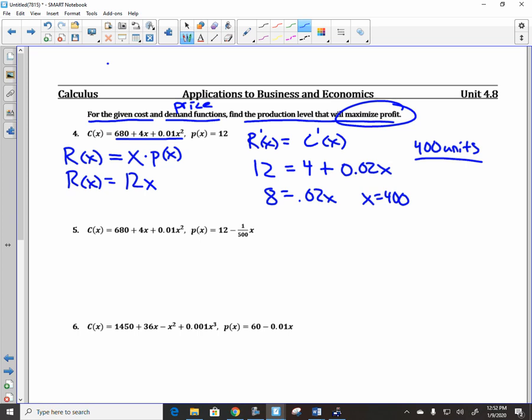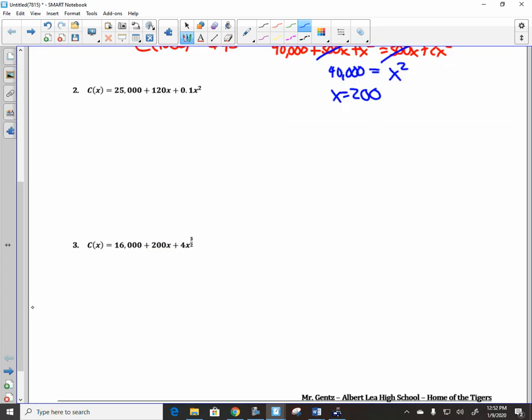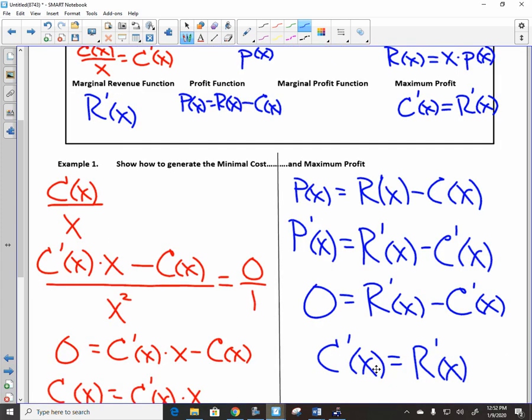Pretty straightforward, right? Guys, I just wanted to show you why it sets up as R prime of X equals C prime of X. That's why I took you through this brief reasoning, right? I mean, this is pretty basic, right? See how we got from one step to the other? That's why it works out.